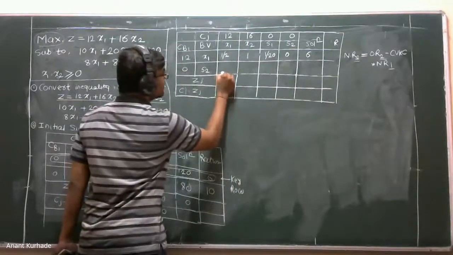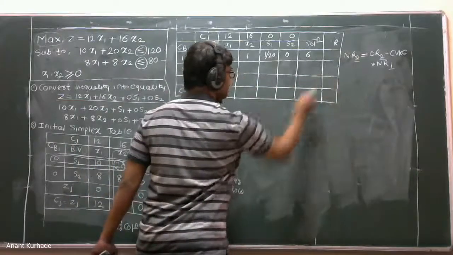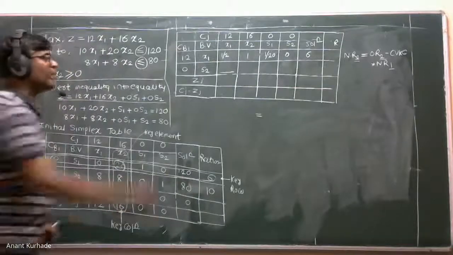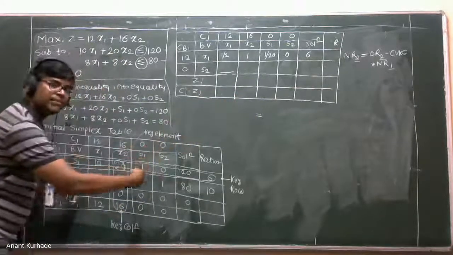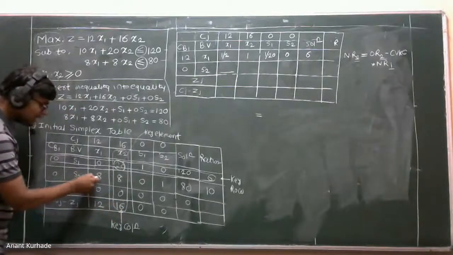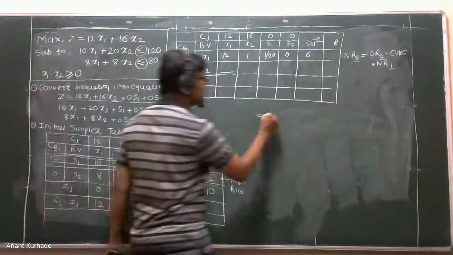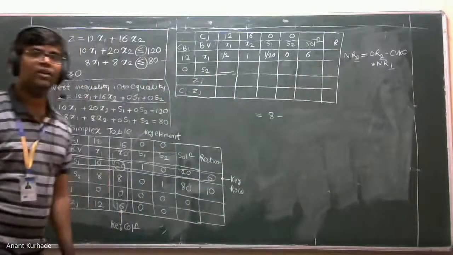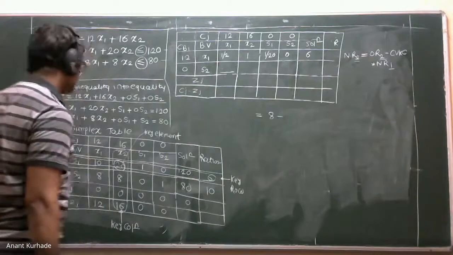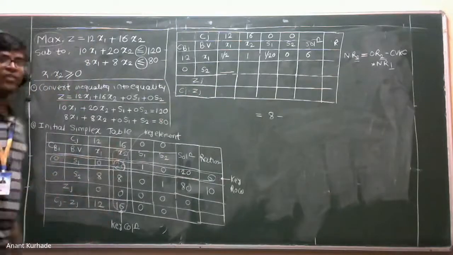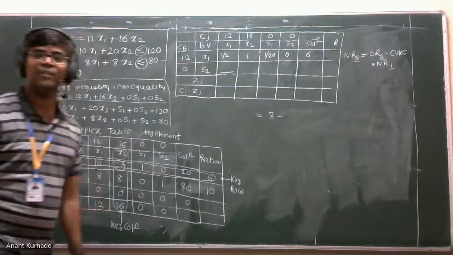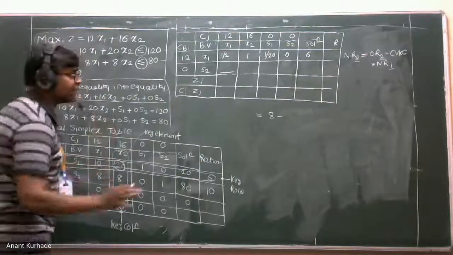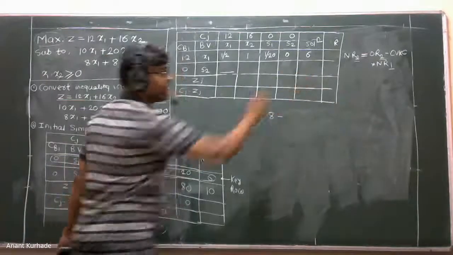So what we have here, we can follow this. New value is equal to old value of R2. Old value means check the previous simplex table. Old value of R2 is 8. 8 minus corresponding value of key column. Tell me the corresponding value of key column. What is that value? See how you can check this.